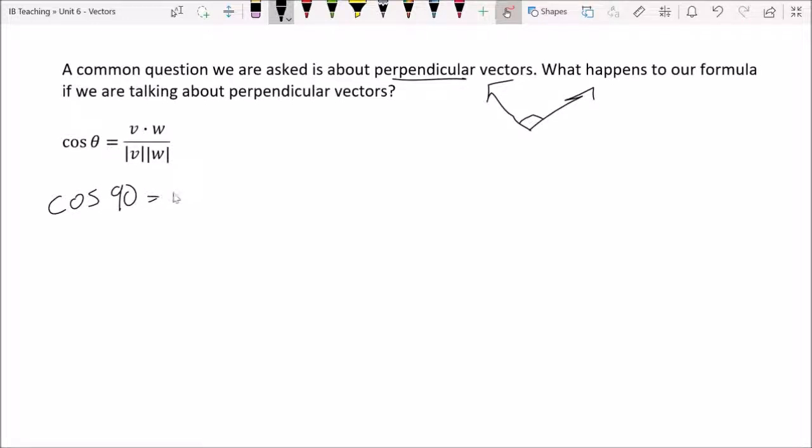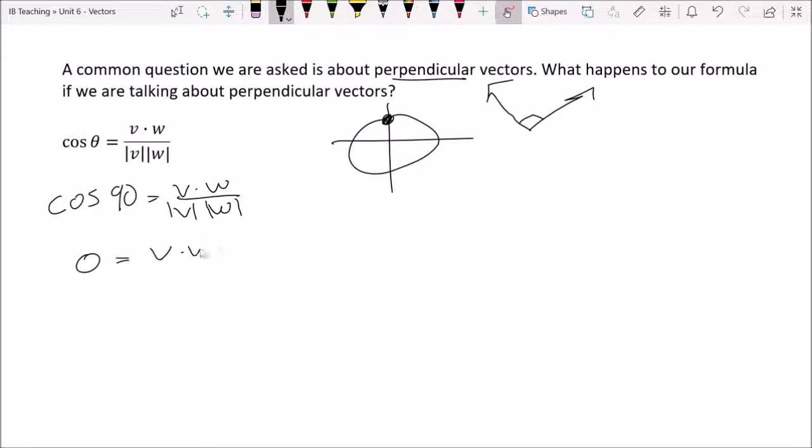Cosine of 90 equals v dot w over magnitude v and magnitude w. And so we say, wait a minute, do we know what cosine of 90 means? Well, sure, we know that 90 is right here. What's the cosine value right there? Since it's x, that's 0. So 0 equals v dot w over magnitude v times magnitude w.